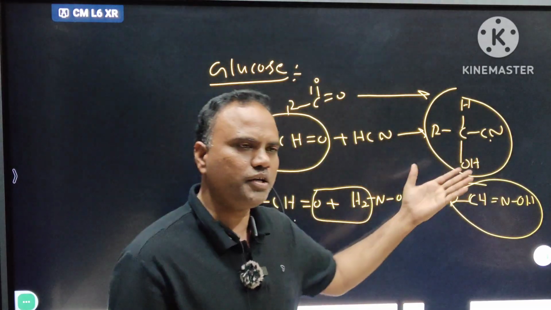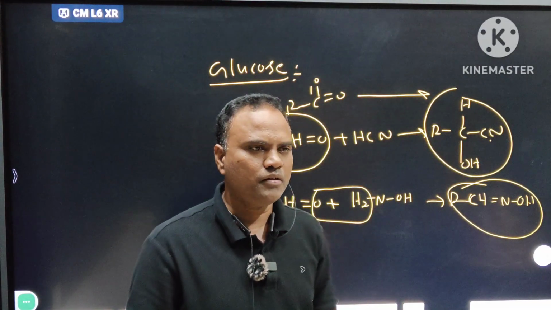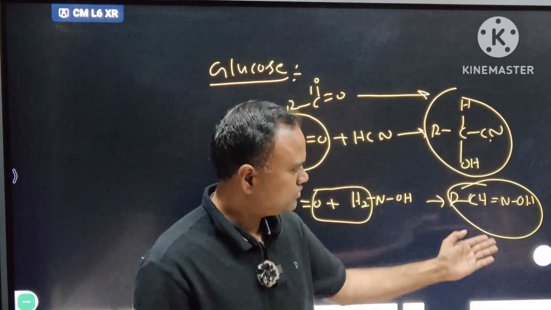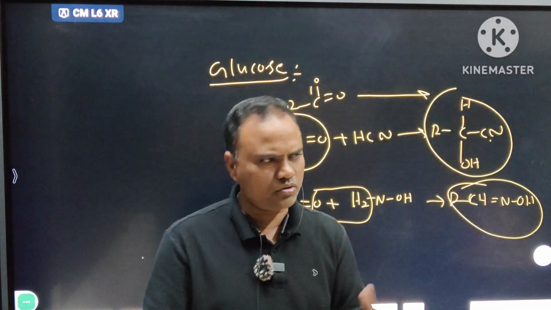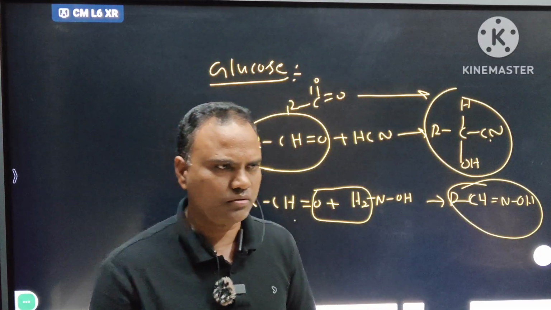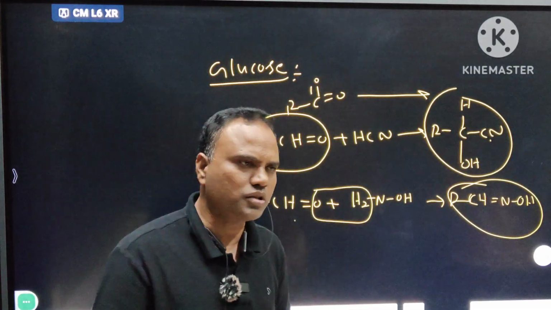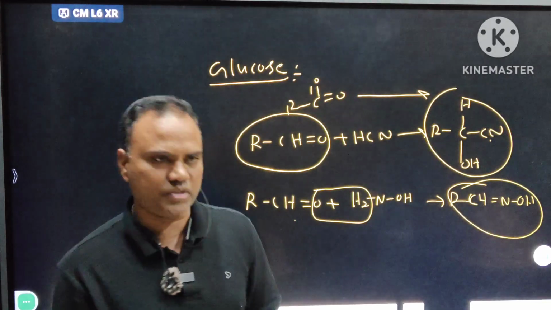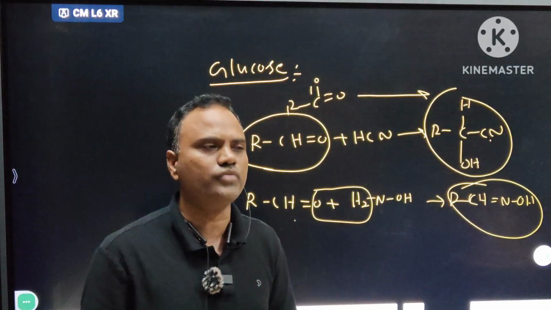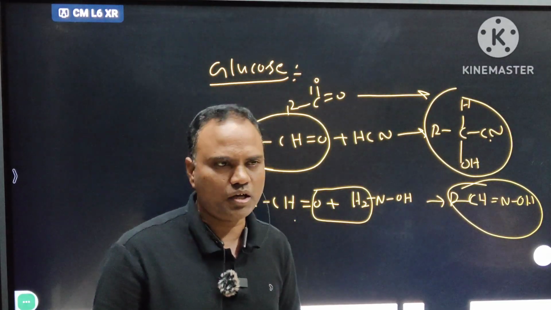Aldehyde will give cyanohydrin, ketone will give cyanohydrin. Clear? By getting hydroxylamine, aldehyde or ketone, anything may be present. Clear? But aldehyde is not confirmed yet. We are just thinking that aldehyde or ketone may be present. We have to confirm whether it is aldehyde or ketone.